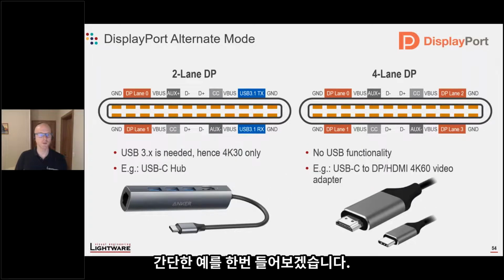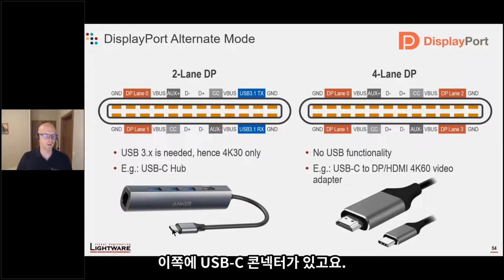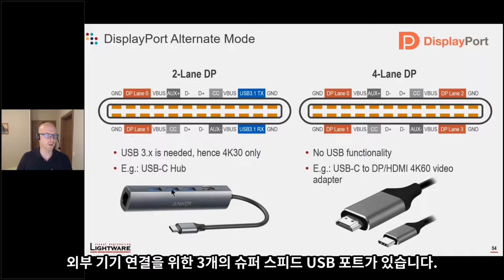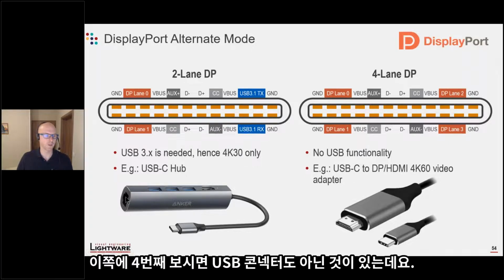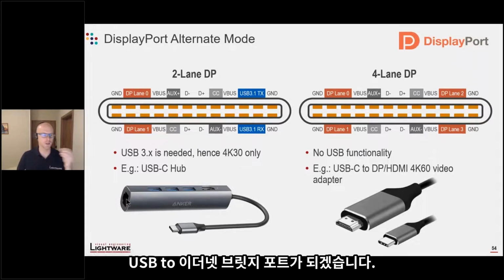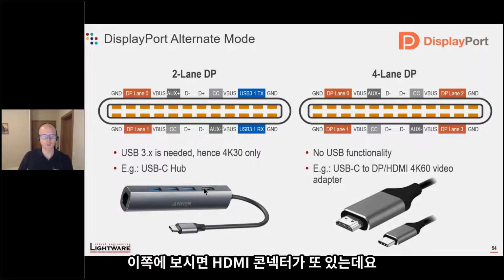Let's see 2 examples. On the left, you see a super speed USB hub. You can see the USB-C connector here, and it has 3 super speed USB type A ports for peripherals. Those ones are using these wire pairs. And the 4th port of the hub is not a USB connector, it's a USB to Ethernet bridge inside, and you have the RJ45 connector for gigabit Ethernet. And you also see an HDMI connector here.